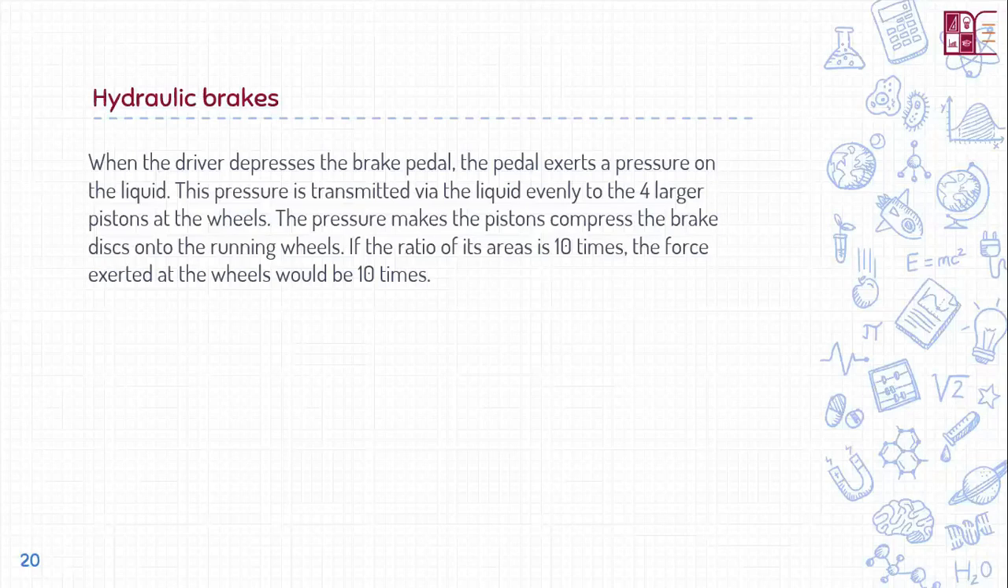So if the ratio between, let's say, area 1 and area 2, area 1 being the brake pedal and area 2 being the brake plate or the brake disc, is 10 times, the force exerted would also be 10 times.